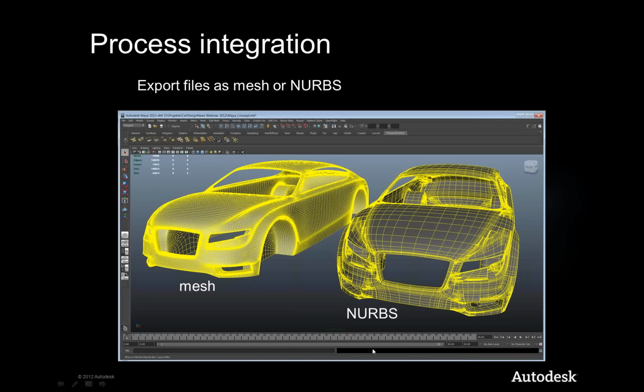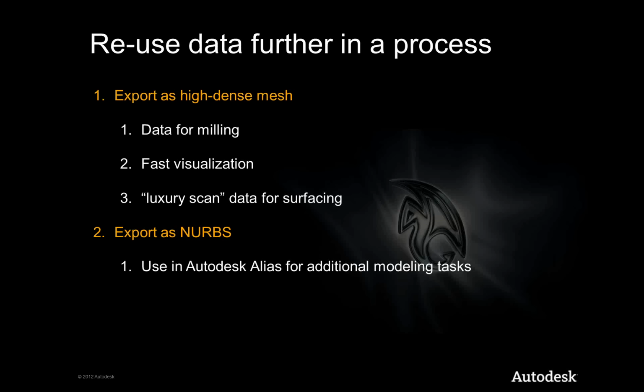So back to the presentation. Here's a short summary of how this export or exchange functionality works. As told before, two different ways. High dense mesh is used for milling, for example. You can create a real prototype from this data. You can use it for fast visualization. I show you in a second how it works. And last but not least, you can use it as some kind of luxury scan for Class A surfacing. It's a basement for Class A surfacing.